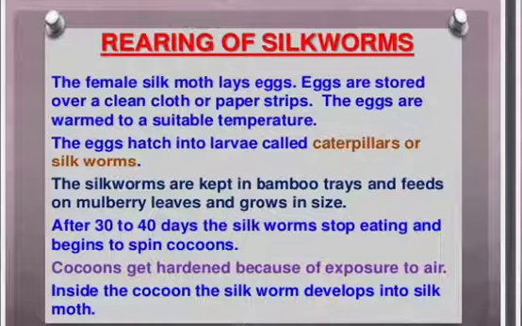After 30 to 40 days, the silkworm stops eating and begins to spin cocoons. Cocoons get hardened because of exposure to air. Inside the cocoon, the silkworm develops into a silk moth.